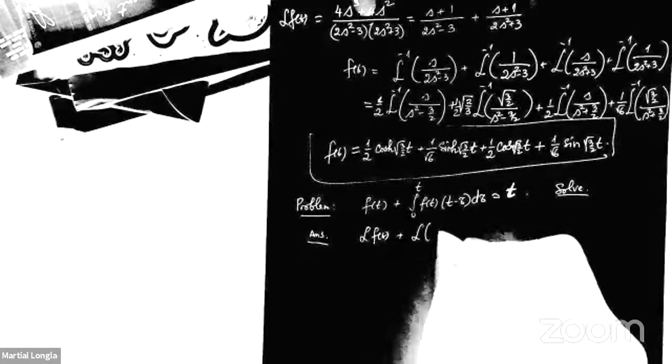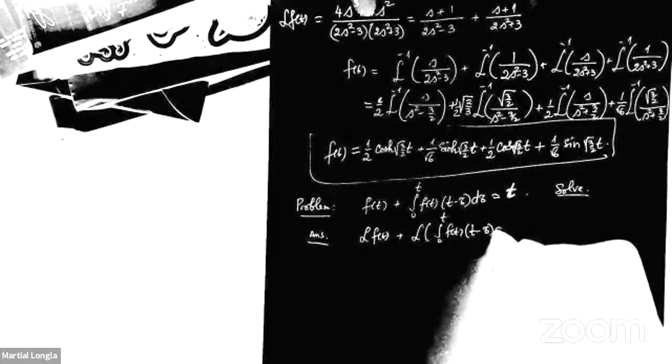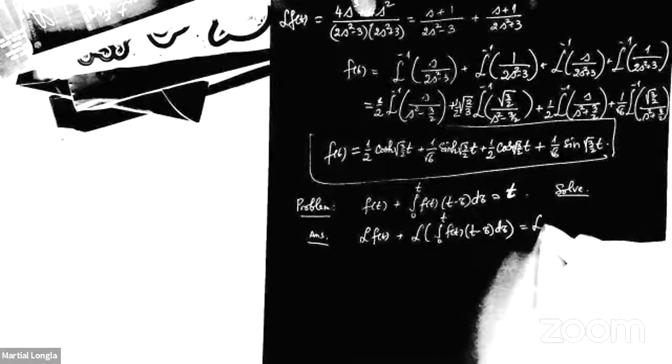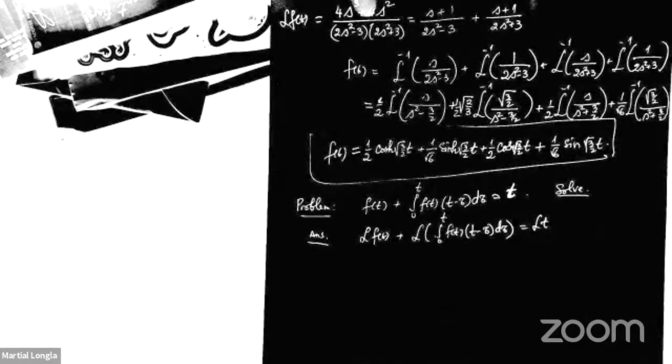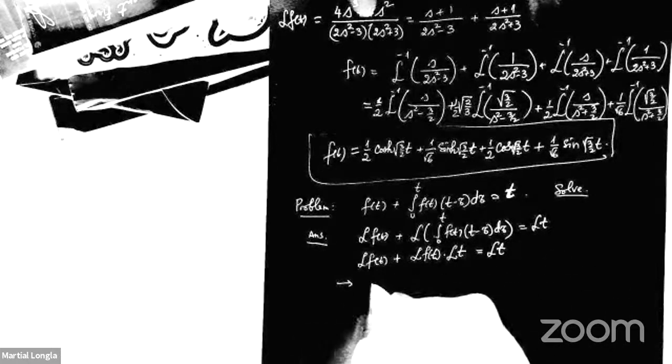And then here, just put that Laplace transform where it goes. Next, because of the convolution theorem, that chunk, the Laplace transform of the integral, all of that turns into the Laplace transform of f of t times the Laplace transform of t. Good. Equals the Laplace transform of t. And then the Laplace transform of t is 1 over s squared, right?